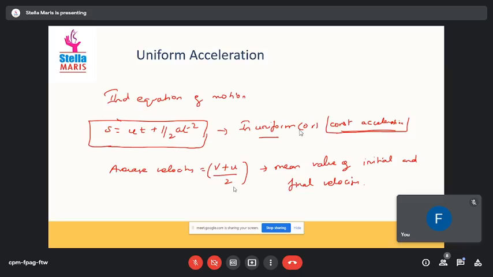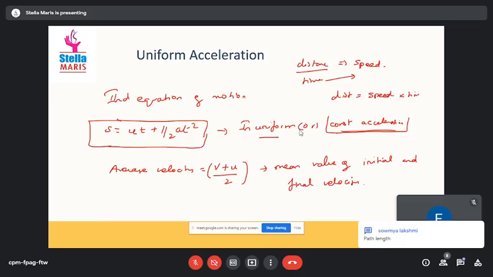And another formula. So what is distance? In a general way, what is distance? Distance by time is equal to what? Speed, right? Speed is equal to distance by time. So distance is equal to speed into time. That's what we are going to see here. So distance is s, and s is equal to, what is the speed here? Average velocity.